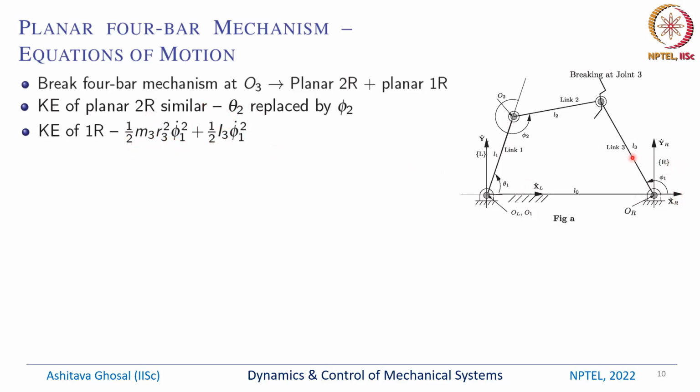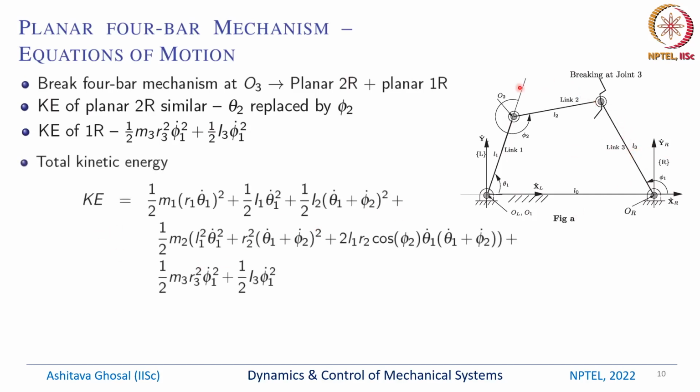The center of mass is somewhere here at a distance r3. So the velocity will be r3 into phi 1 dot, r3 into phi 1 dot. So the kinetic energy will be half m3 r3 square phi 1 dot square, and of course half I omega square, where I is the Z component of this link about the CG.